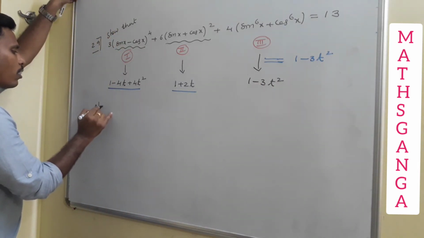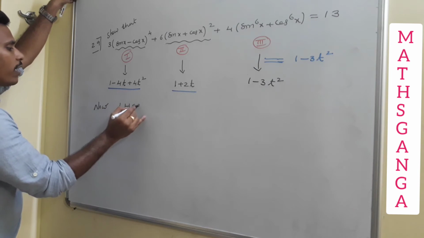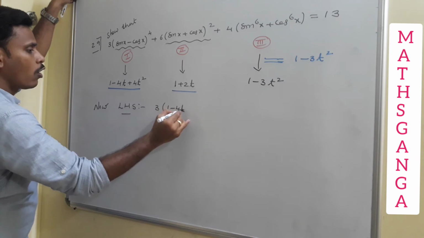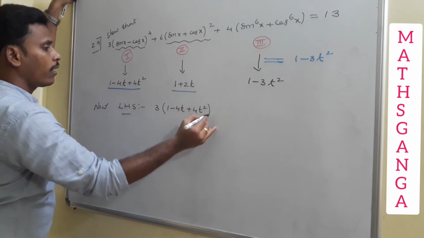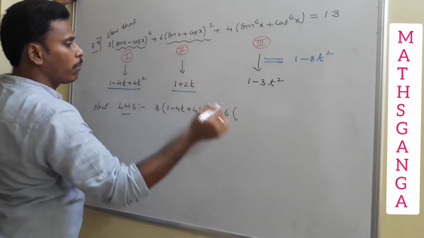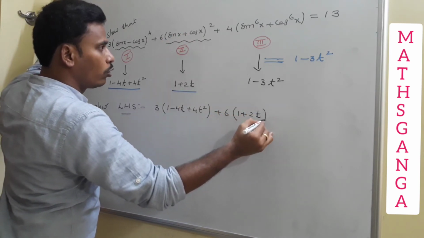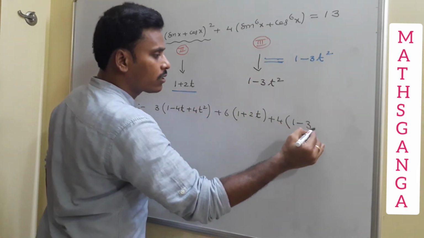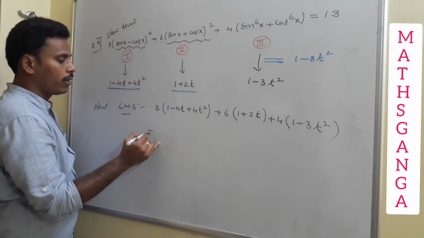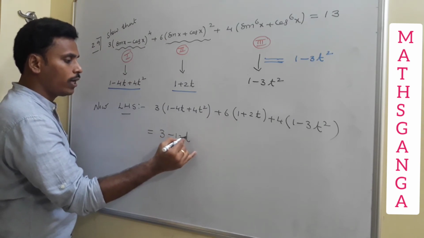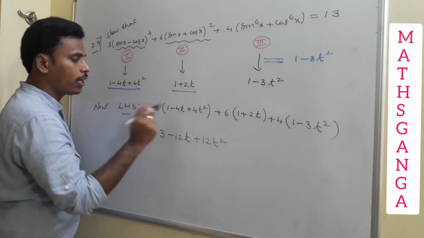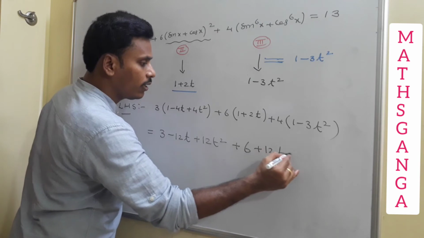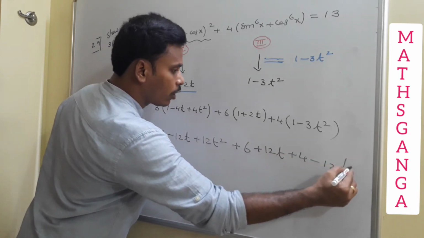Now you just start with the left hand side. What is the left hand side? The left hand side is 3 times this simplification, 1 minus 4t plus 4t square, plus 6 times this simplification, 1 plus 2t, plus 4 into this simplification, which at the end we did as 1 minus 3t square. And now just multiply. This is equal to 3 minus 12t plus 12t square, plus 6, and 6 into 2t is 12t, plus 4 minus 12t square.